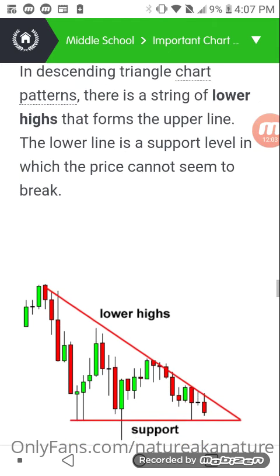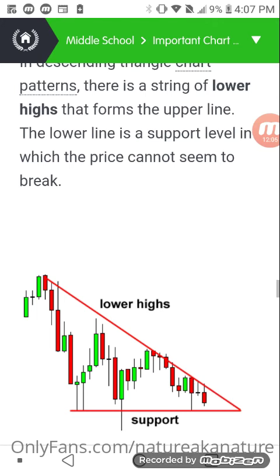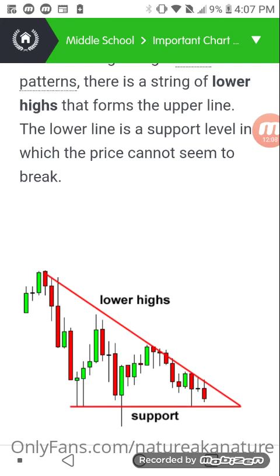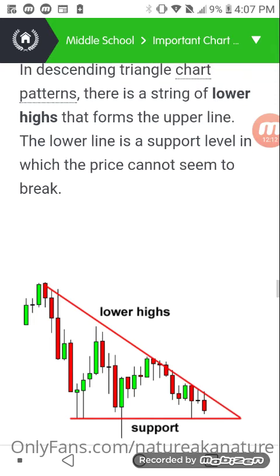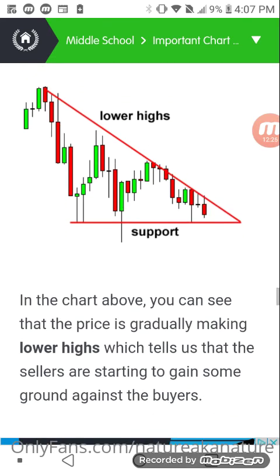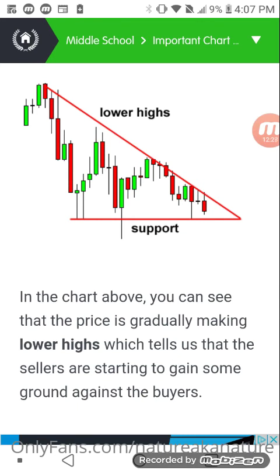So with the descending triangle, we want price to shoot back down and continue during the downtrend. So it's making lower highs. We have the support right there. It's making lower highs. It made a lower high right there. It made another lower high right there at the top of the resistance, and made lower lows after that. In this chart pattern, you can see that price is gradually making lower highs, which tells us that some sellers are starting to gain some ground against the buyers.